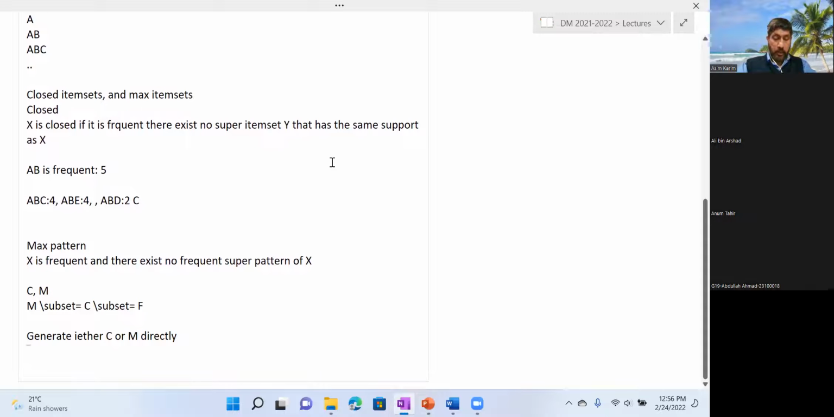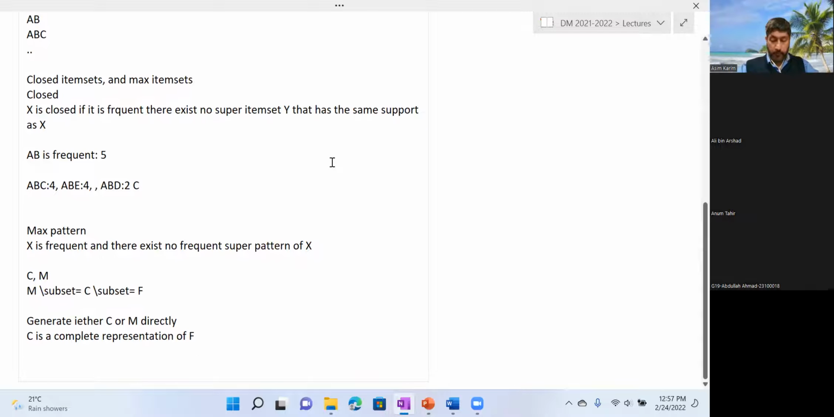Okay? And generally it's said that C is a complete representation of F, meaning that if you have found C, from C you can infer all the missing item sets in F. So it's a complete set. And of course, since you're only keeping a few item sets, it covers less space, and for humans to look at them, it's easier for them. Okay. Any questions here?